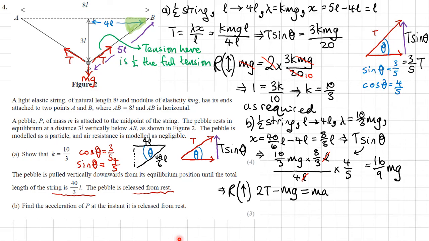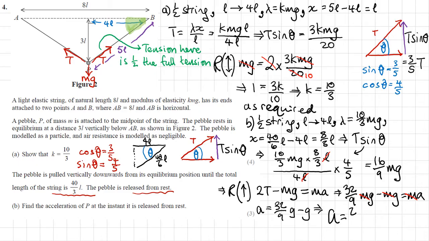Now resolving vertically, we've got the two tensions pulling up because the acceleration is going to be upwards, minus the weight of mg is equal to ma. So we have two lots of 16 over 9 mg, so that's going to be 32 over 9 mg, minus mg is equal to ma. Right, what's going to happen? All of the m's cancel out. Then the acceleration is going to be 32 over 9 g minus g, and that gives us the acceleration as 23 over 9 g.